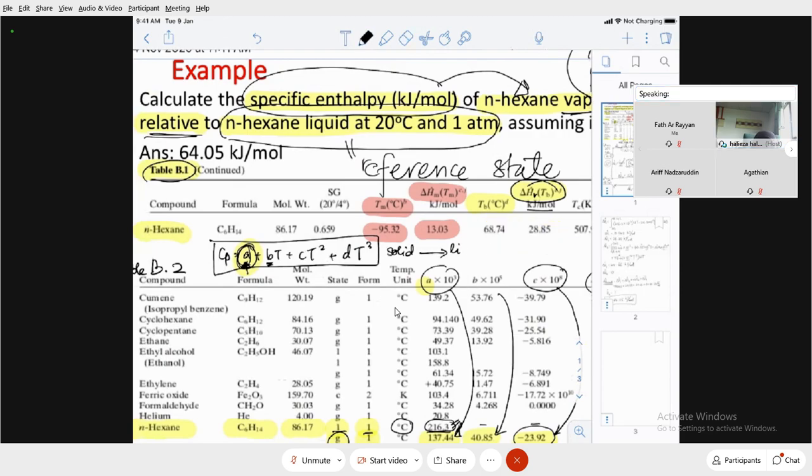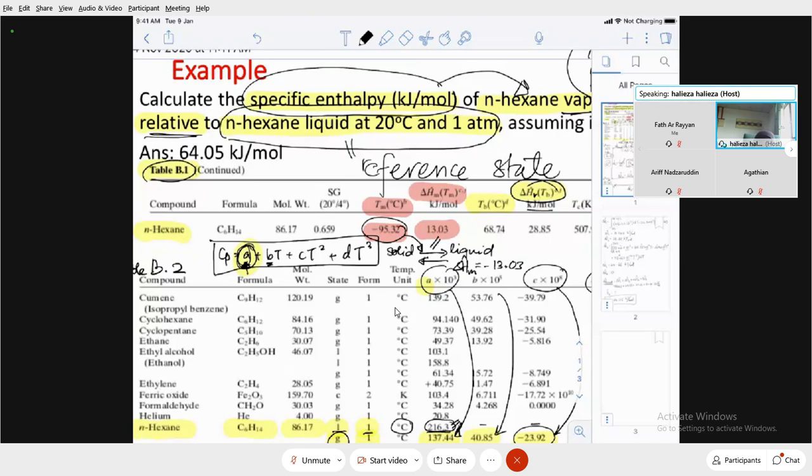From solid to liquid, that is your latent heat of melting. But if you are going in the reverse direction, then what is that value? Negative. Delta H melting is equal to negative 13.03. And this occurs at that temperature, minus 95.32, which is the melting temperature.